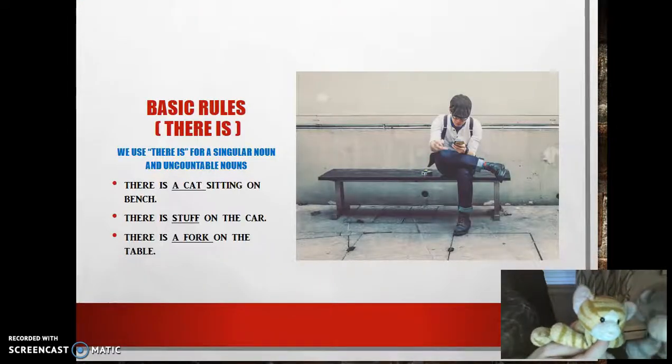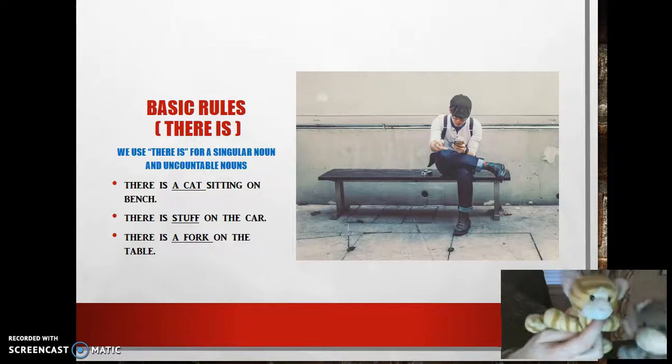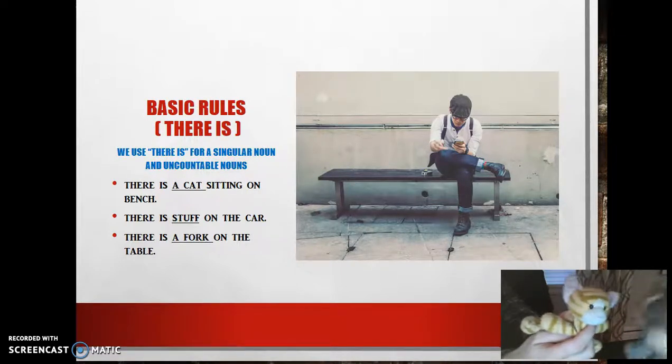The basic rules of there is. There is used for a singular noun or an uncountable noun. For example, there is a cat sitting on the bench.